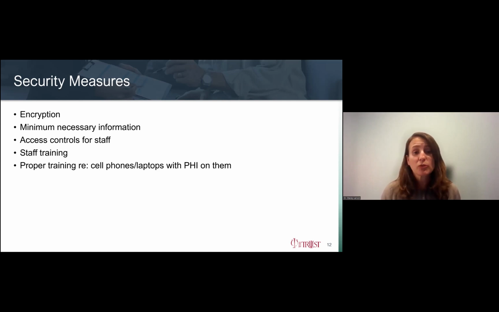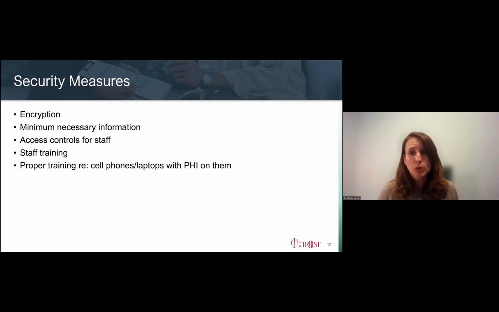Or if the request comes for records of the patient with Dr. Jones, send the records for Dr. Jones, but not Dr. Allen, who is now seeing the patient because Dr. Jones left the practice. It's really about making sure that you are responding to that request and not going above and beyond. That minimum necessary is the best way to protect patient privacy.